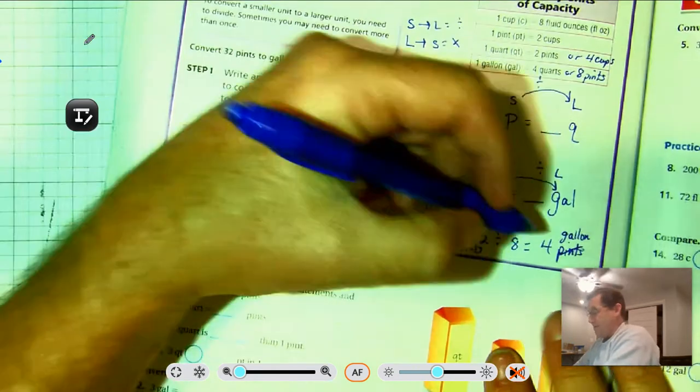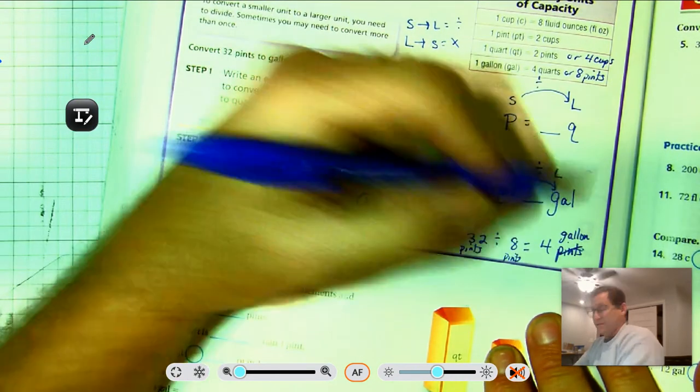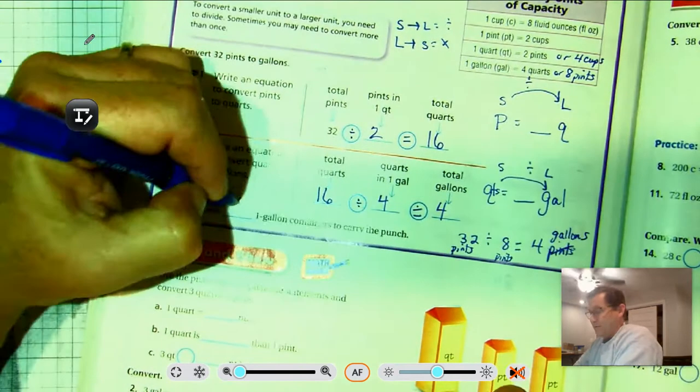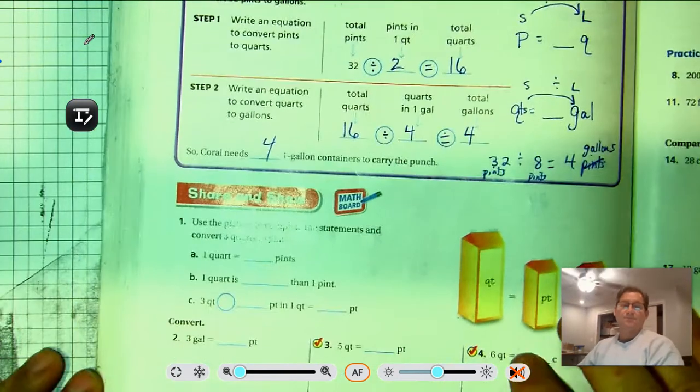So 32 pints divided by 8 pints per gallon would give us 4 gallons. So she needs 4 1-gallon containers.